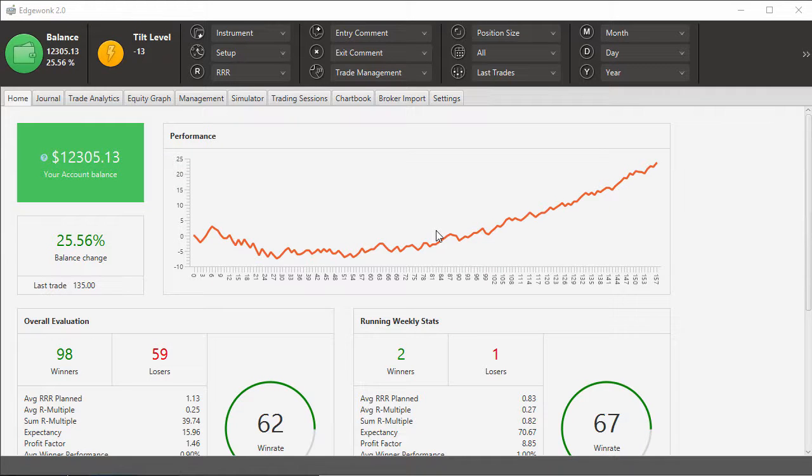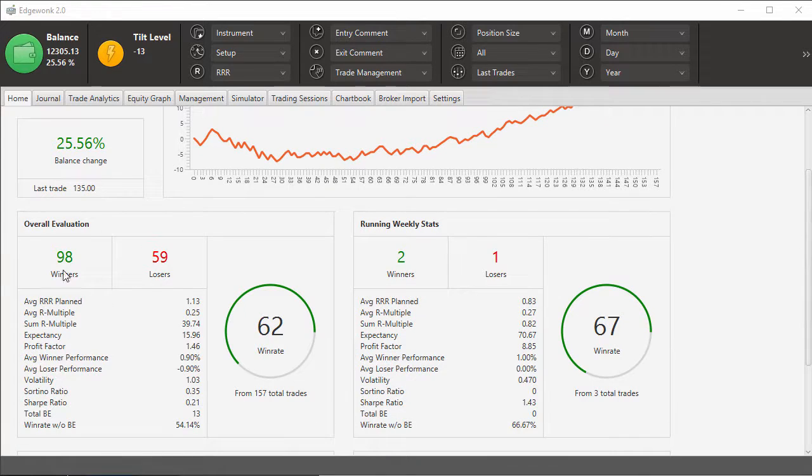We output the reward to risk ratio and the R multiple in different areas in your trading journal. So when you open your journal, you see it directly here in your overall evaluations. You can compare the reward to risk ratio and the R multiple. This is the average and the sum of the R multiple. Here you can also get the same statistics for your running weekly stats, so you can see how you are performing in the current week.